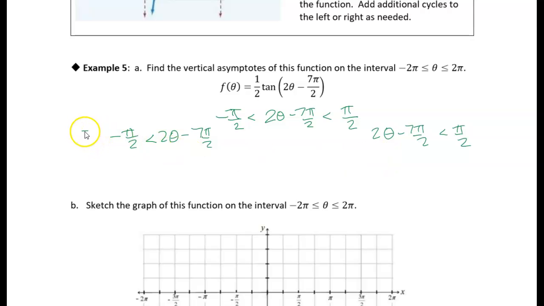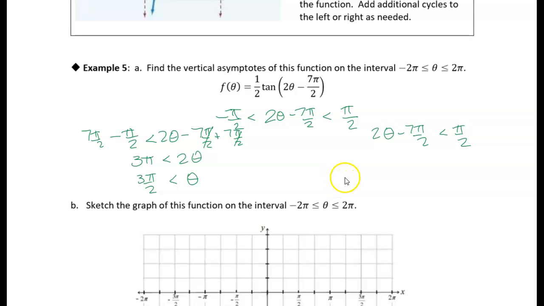So I'm first of all going to add 7 pi over 2 to both sides. Okay, that just moves that 7 pi over 2 to the other side. So 7 pi over 2 minus pi over 2 is, sorry, 6 pi over 2, which is 3 pi. So we get 3 pi is less than 2 theta. And then, just dividing both sides by 2, 3 pi over 2 is less than theta, which can also be read that theta is greater than 3 pi over 2.